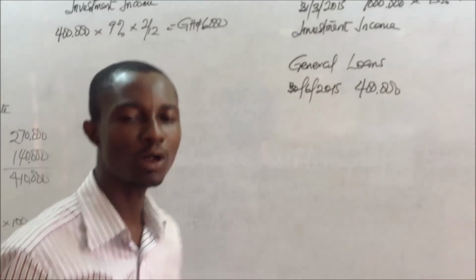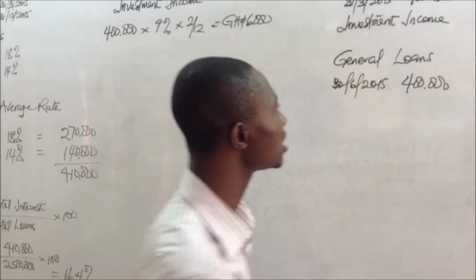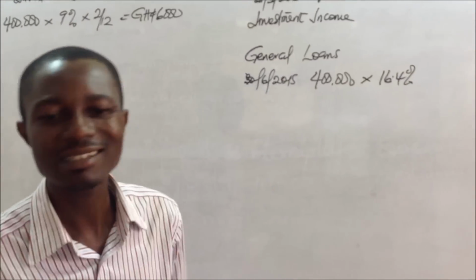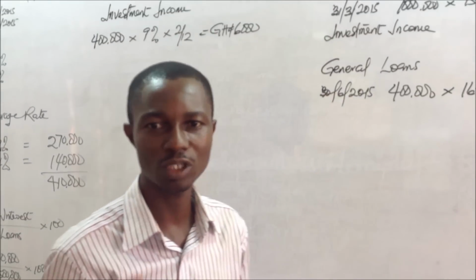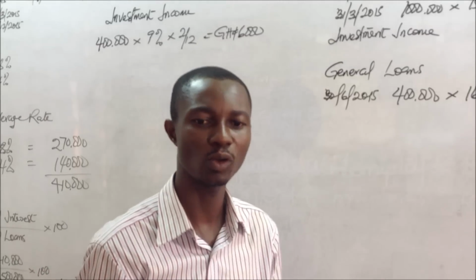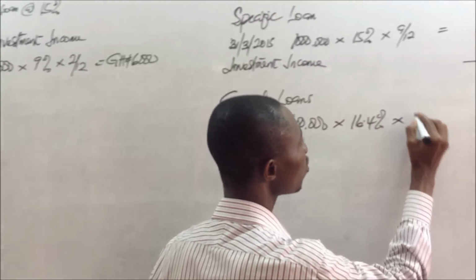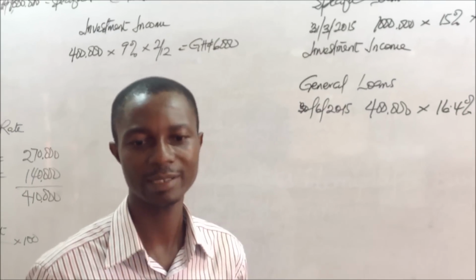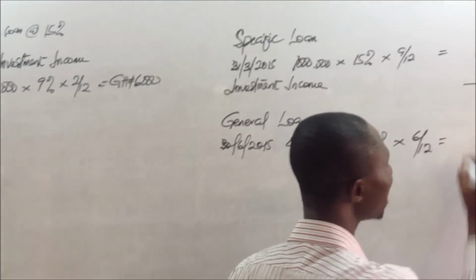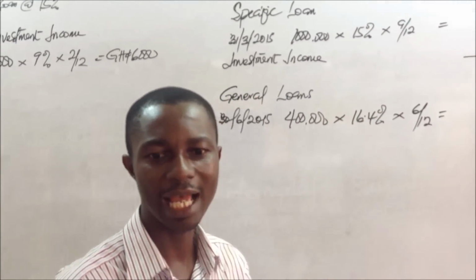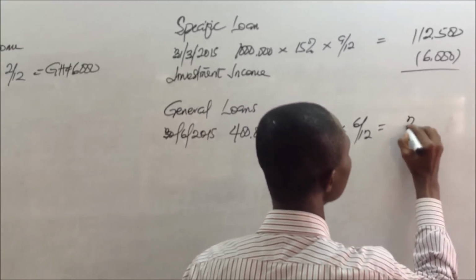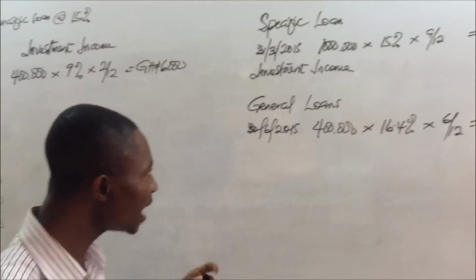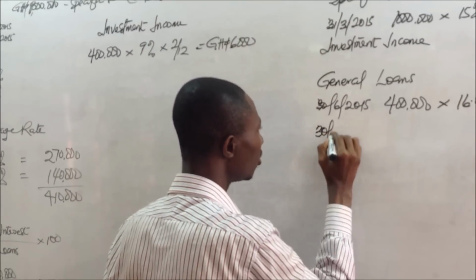But we know that any amount spent out of the general loan would attract an interest at the rate of 16.4%. And since this amount was actually spent on 30th June, it means that it will only run for 6 months. So we'll multiply this one by 6 divided by 12 because we are only using it for 6 months. Now once we do that, we will get our total amount. When we apply the computation, it gives us 32,800.